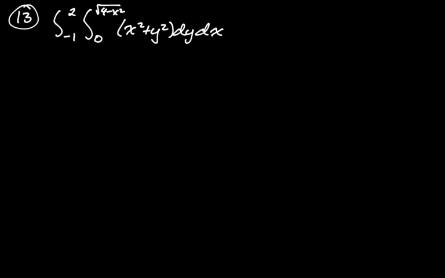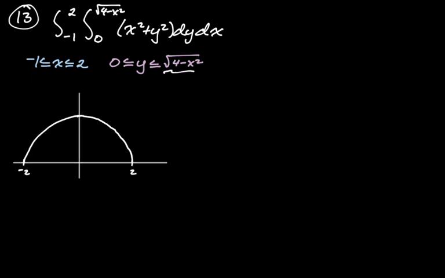All right, negative 1 to 2, so that's going to be weird. If it's not symmetric, you kind of know it's going to be weird. 0 to the square root of 4 minus x squared, and then x squared plus y squared, which is just r squared, dy dx. All right, so first pull off your bounds. x is going from negative 1 to 2. y is going from 0 to the square root of 4 minus x squared. So we've got our semicircle, but not all of it, which is annoying. But x only goes from negative 1 to 2, which means this is our region.